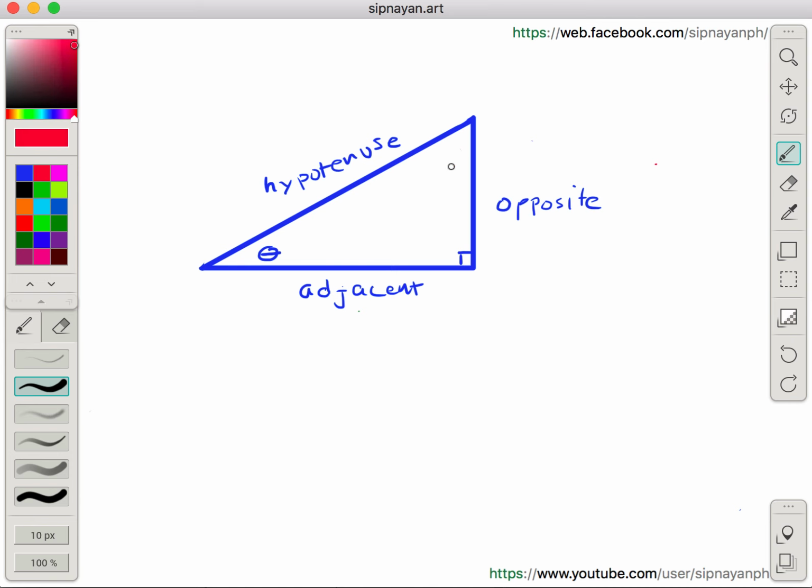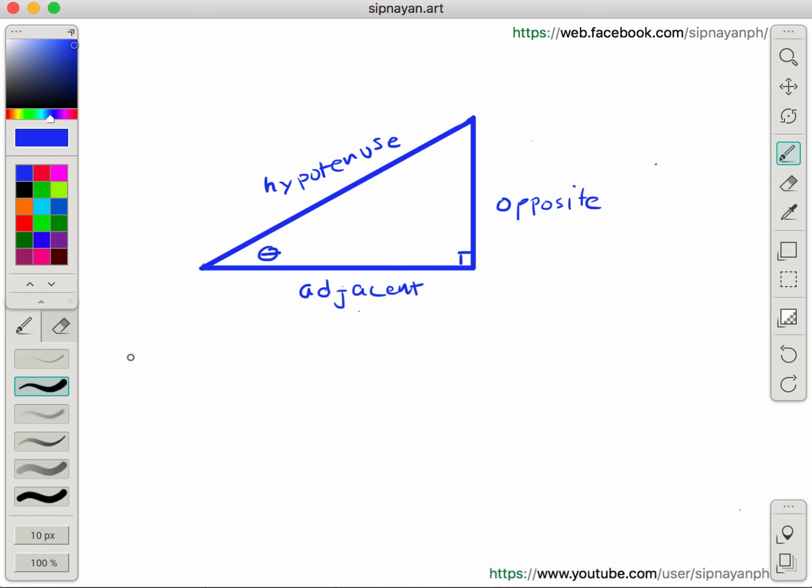So, halimbawa, nandito yung theta, ito yung adjacent side niya kasi ito yung katabi niya. Tapos, hypotenuse pa rin 'to, ito yung opposite side niya. So, depende. Yung opposite tsaka yung adjacent sides will depend on the position of theta. So, you should take note of that. Tandaan nyo.